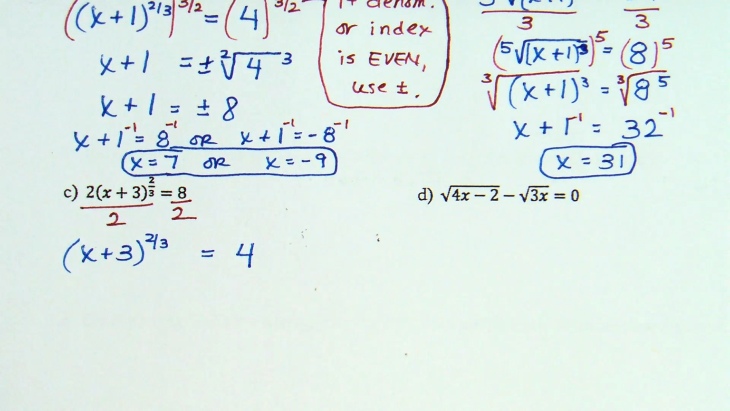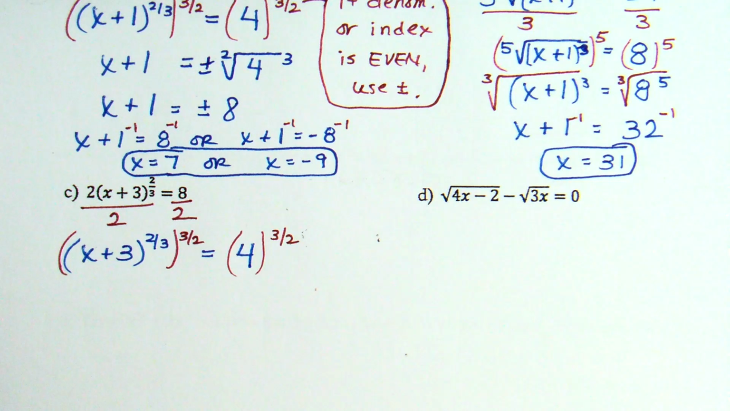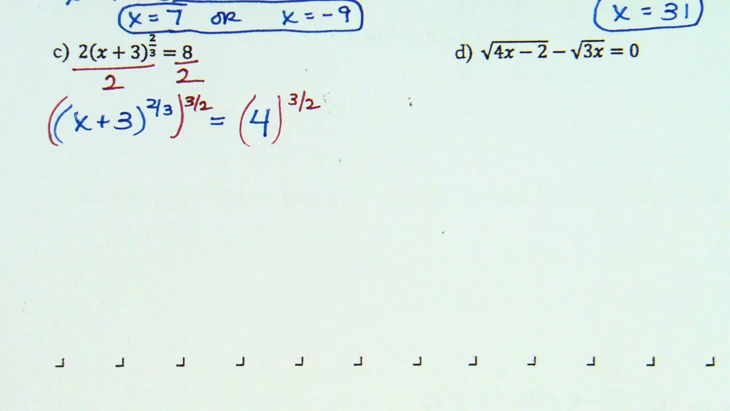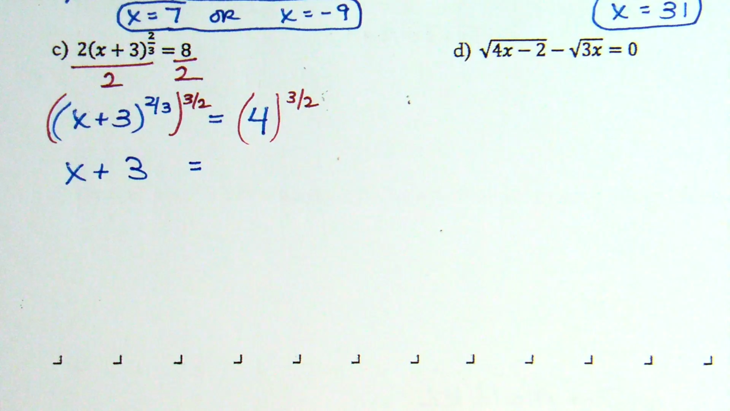So if I raise it to the power of 3/2 on the left, guess what? Raise the right to the power of 3/2. On the left, what happens? 2/3 times 3/2. 2 times 3 over 3 times 2, 6/6, which is 1. So x plus 3 to the first equals 4 to the 3/2.